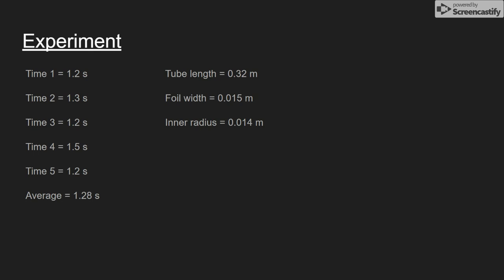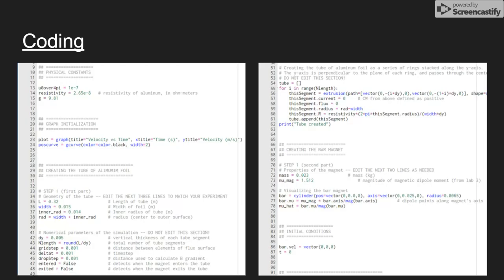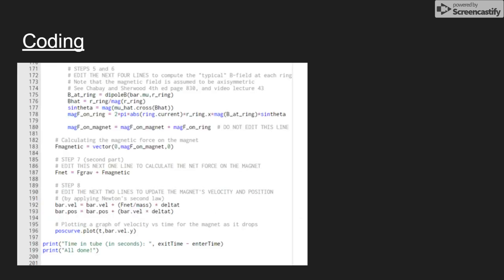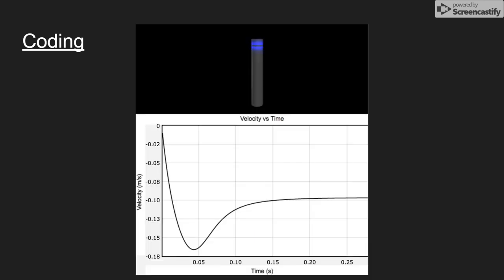and here is the geometry of the tube. And the geometry was plugged into the coding for the lab, as you can see on the left, and then on the right the bar magnet was created. And then after this, several functions were created for calculating things such as the magnetic field of the bar magnet and the magnetic flux, the current in the rings, as well as the net force on the magnet. And here's a visual output of the coding, and as you can see, there was a sharp decrease in velocity that eventually evened out.